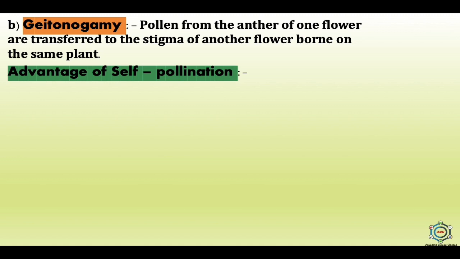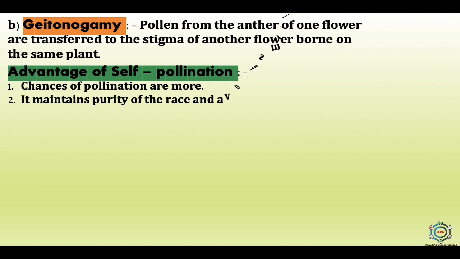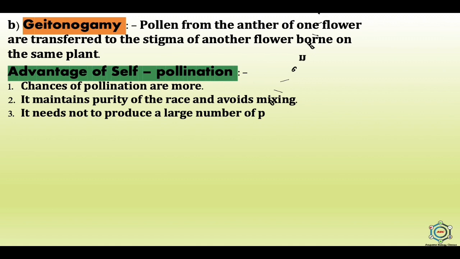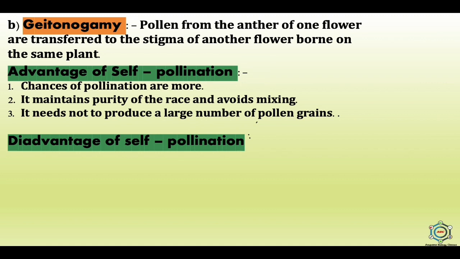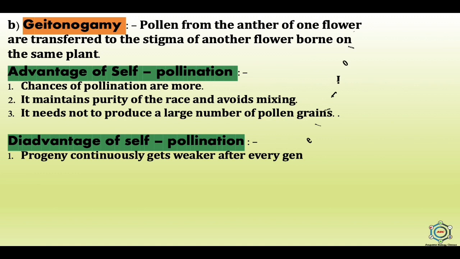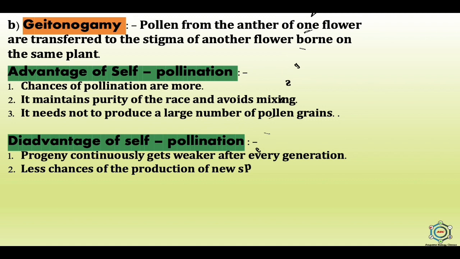So what are the advantages of self-pollination? Here the chances of pollination are more. Self-pollination maintains purity of the race and avoids mixing. It does not need to produce a large number of pollen grains. Now, the disadvantages of self-pollination. There are some disadvantages also, in which the progeny continuously gets weaker after every generation, and there are fewer chances of the production of new species and varieties.